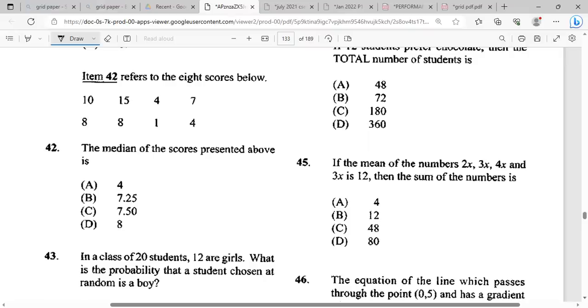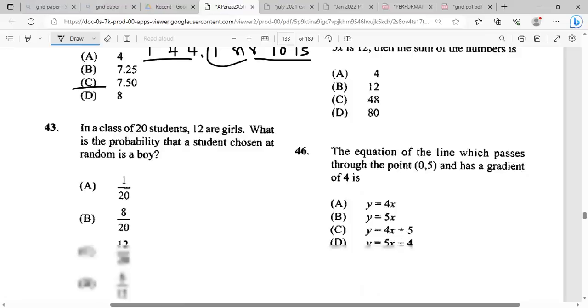Item 42 refers to the 8 scores below. The median of the scores above is, so we have to arrange them in ascending order. So this is going to be 1, 4, 4, 7, 8, 8, after 8 comes 10, 15. I think I see this already, you know. And then 2 over left, 9, yeah. So we add them and divide by 2. So it's 7.5.